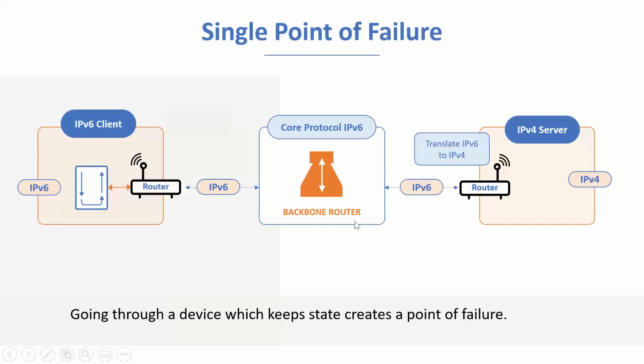The other thing that happens when you have what is called a stateful device, which is a device that's keeping state, for example, NAT64, SLBPT, or NAT, is that it's a single point of failure, because all your sessions have got to go back and forth through that.